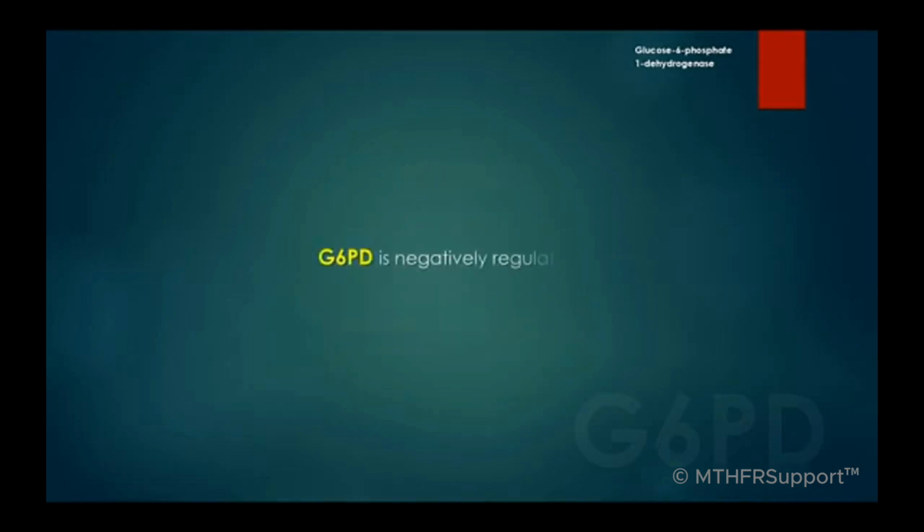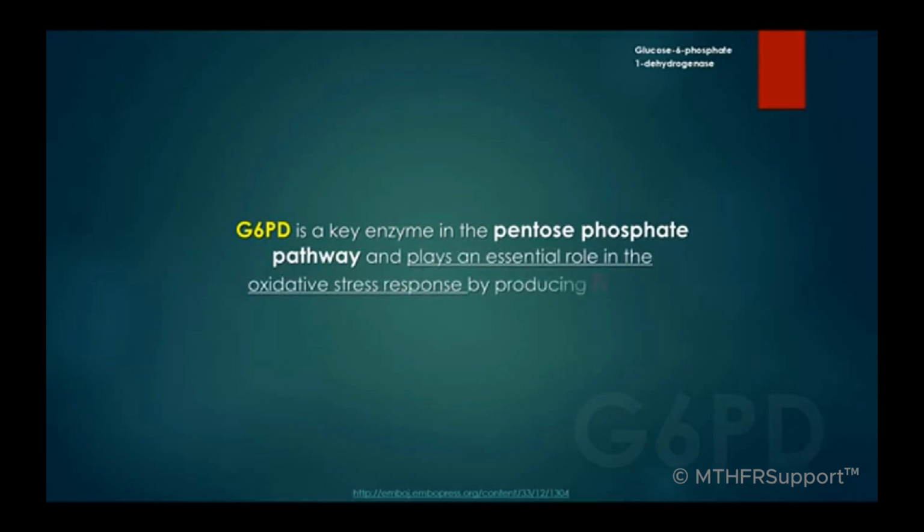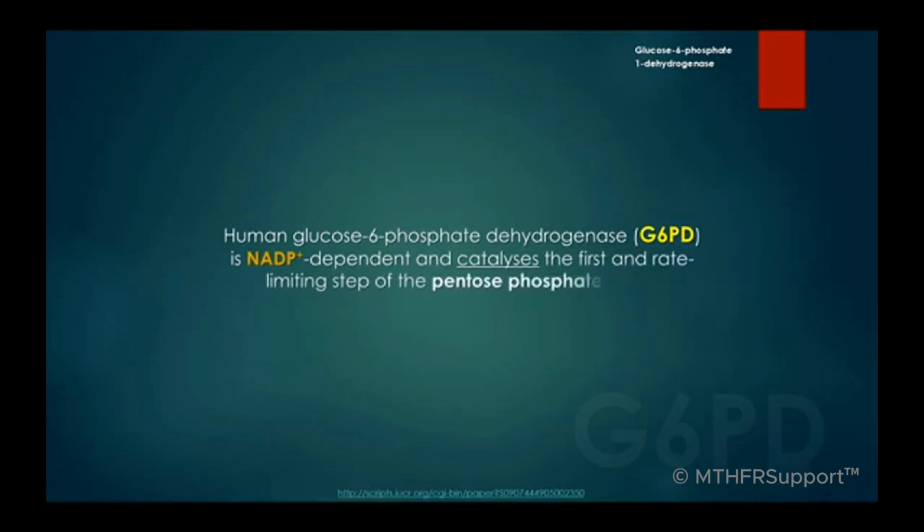G6PD is negatively regulated by acetylation on lysine. G6PD is a key enzyme in the Pentose Phosphate Pathway and plays an essential role in the oxidative stress response by producing NADPH. Human glucose 6-phosphate dehydrogenase, also known as G6PD, is NADP+ dependent and catalyzes the first and rate-limiting step of the pentose phosphate shunt.